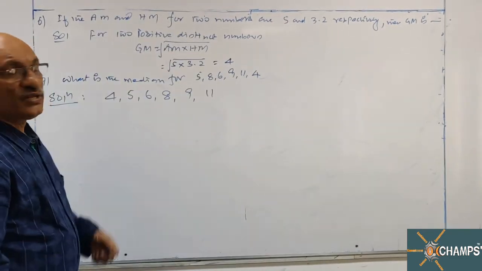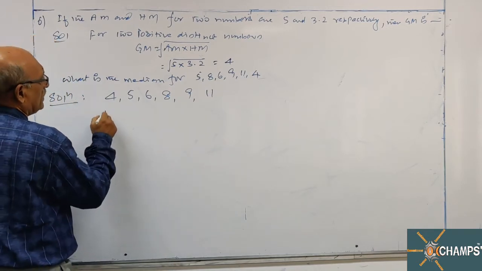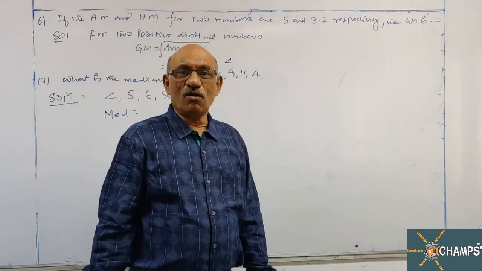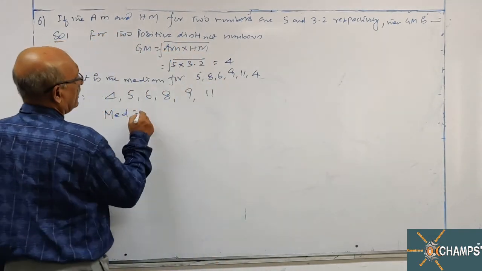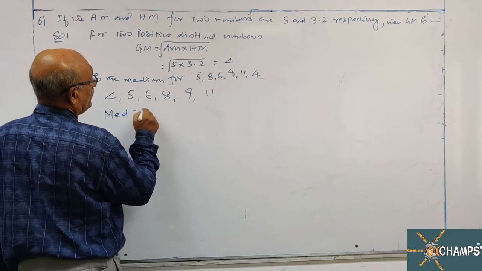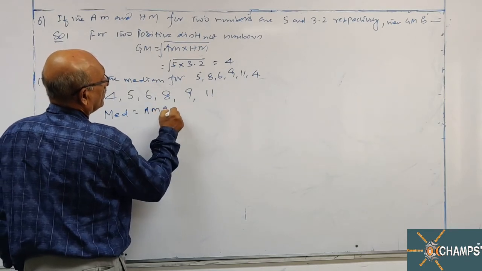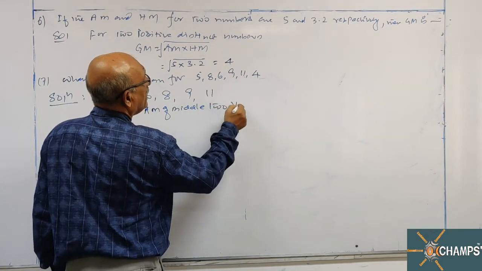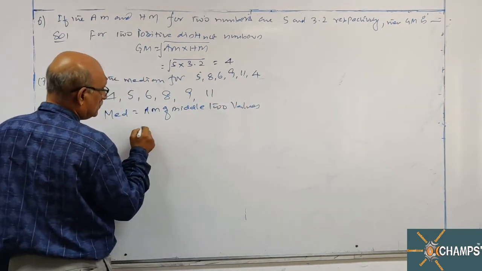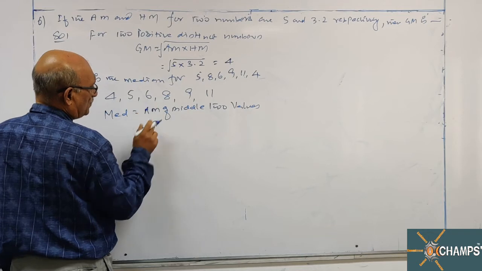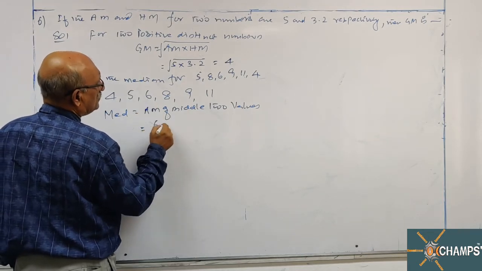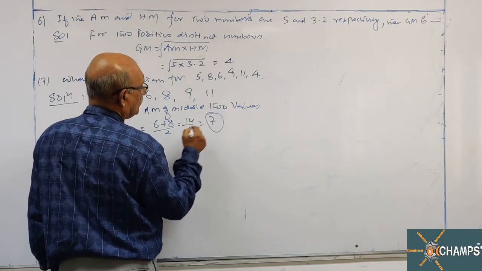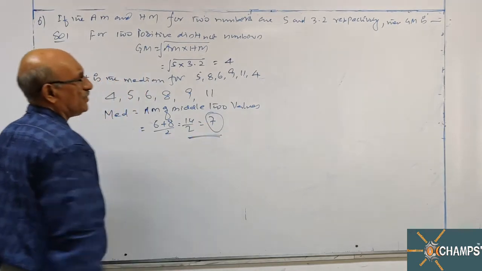How many observations are given? 6 observations are given. For an even number of observations, median is the arithmetic mean of the middle two values. This is 6 plus 8 divided by 2, 14 divided by 2, 7. Median is equal to 7.